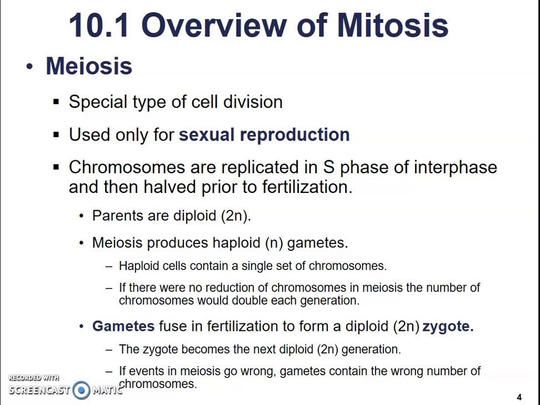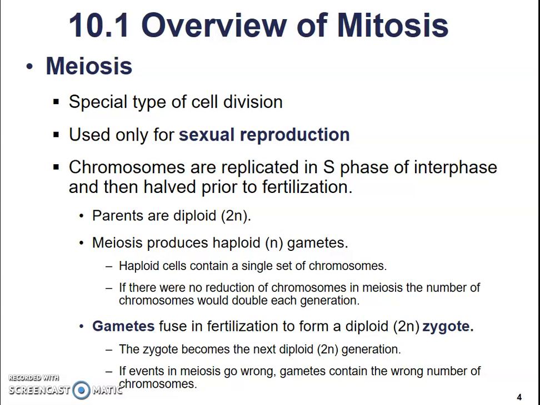Meiosis is a special type of cell division that is only used for sexual reproduction, for the production of gametes. Chromosomes are replicated in the S phase of interphase and then halved prior to fertilization. The parents are diploid and the gametes are haploid, meaning they only have 1 set of chromosomes, whereas the parent cells have 2. Haploid cells contain a single set of chromosomes.